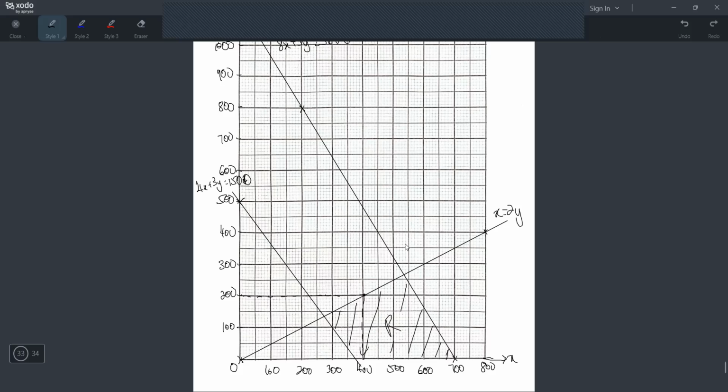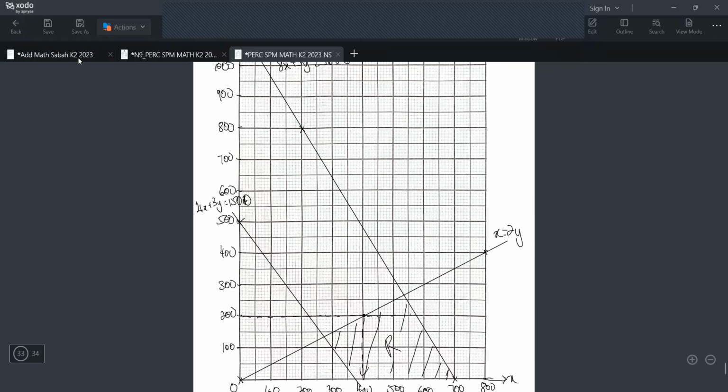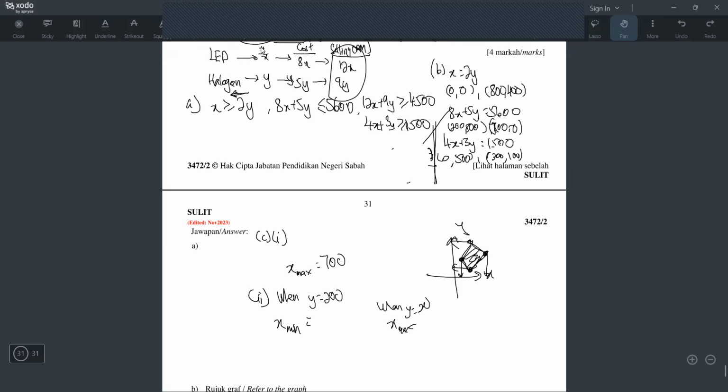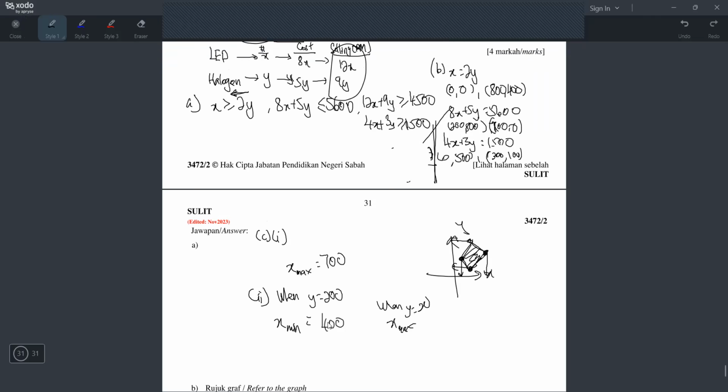But wait, what if I want maximum? Then I'll keep going until here. Then only I tarik, because maximum means you have to go until the last contact point with the shaded region. So I want minimum, that's why the answer is 400. So 400 will be my X, right? It means 400 LED bulb, because X is LED, and then halogen bulb is 200.